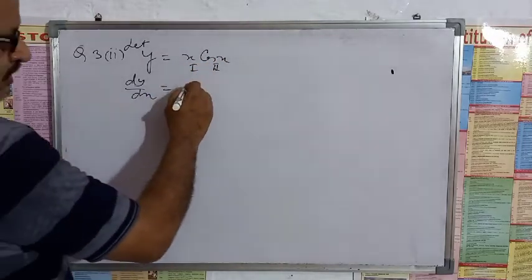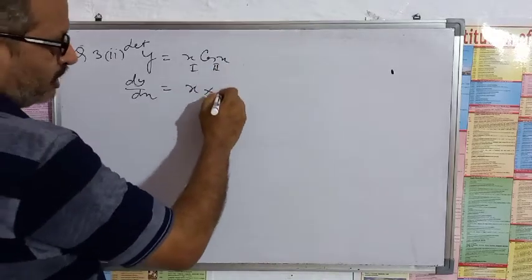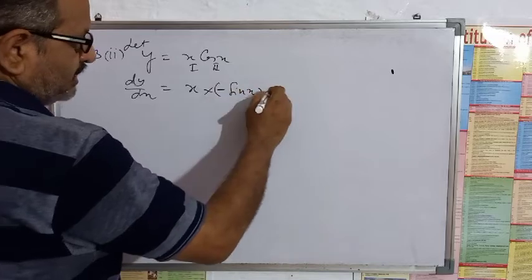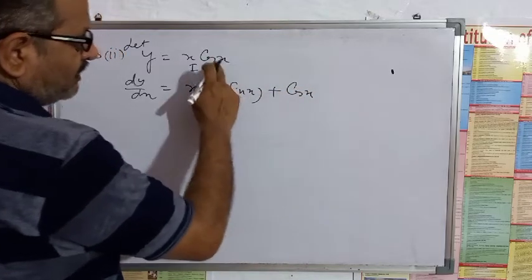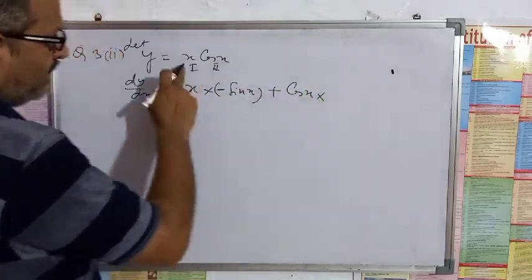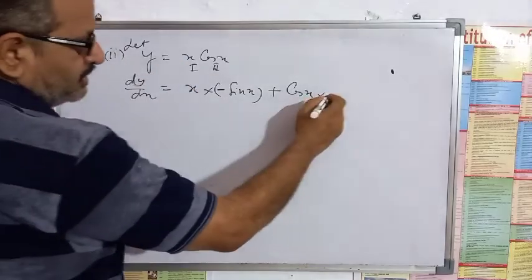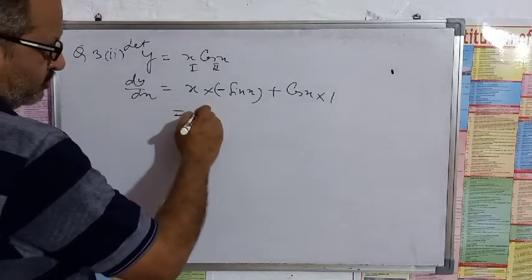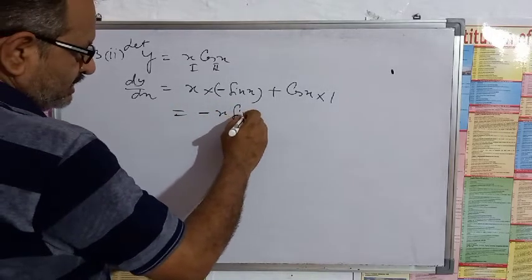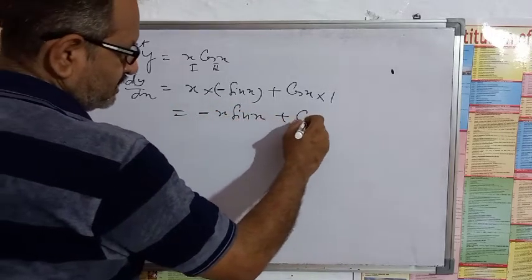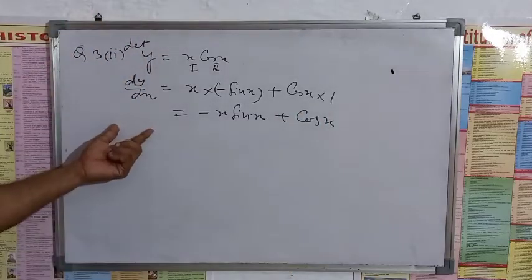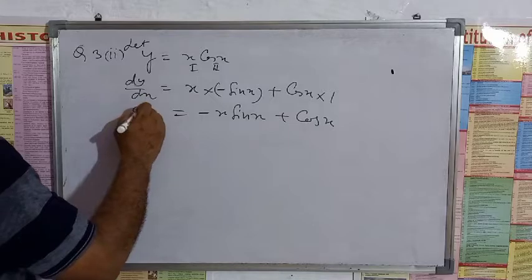So what is product rule? First function, derivative of cos x. Cos x derivative is minus sin x. Plus second function cos x and derivative of first function x. X derivative is 1. So it is minus x sin x plus cos x. This is the first order derivative.